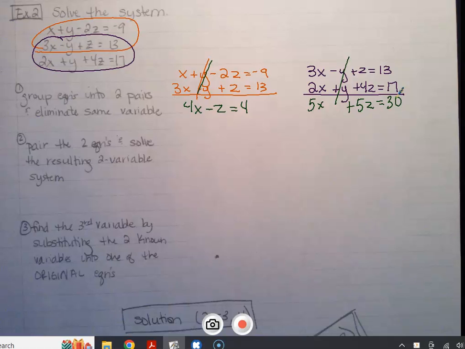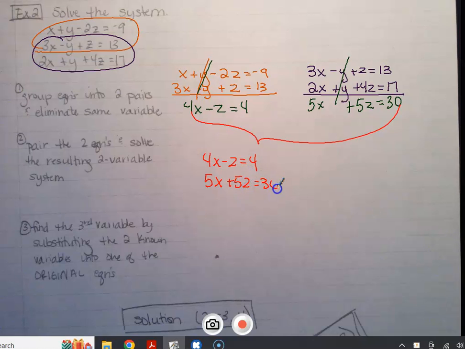Now it says pair the 2 equations and solve the resulting 2 variable system. Now we're down to 2 variables, an x and a z. So we're going to bring these 2 together. If we have 4x minus z equals 4, and 5x plus 5z equals 30, that is a 5z. We could multiply the top one by 5. That'd be perfect. So if we multiply this one by 5, we'll take it over here.